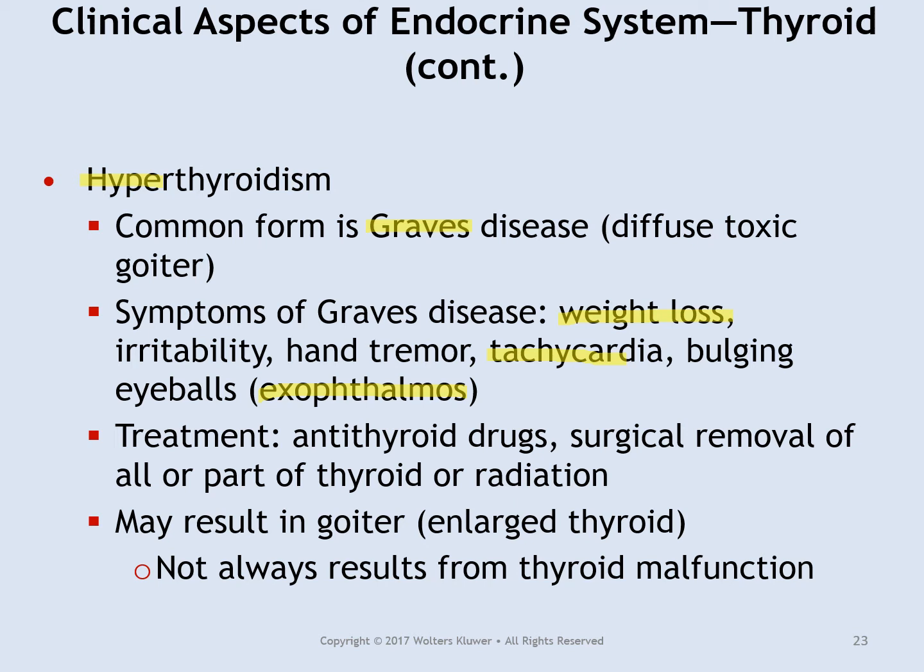You can treat this with anti-thyroid drugs, just reduce the amount of tissue that's making the thyroid hormone, and you can surgically remove part of the thyroid gland to remedy the situation as well. And there may be a goiter. Goiter is another name for an enlarged thyroid in the neck.